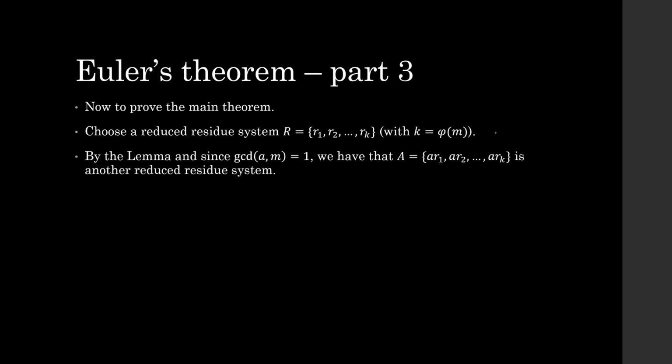And so by the lemma, and since the greatest common divisor of a and m is 1, we have that A, which is equal to a times R1, a times R2, all the way up to a times Rk, is going to be another reduced residue system, right? And that's the lemma we just proved.